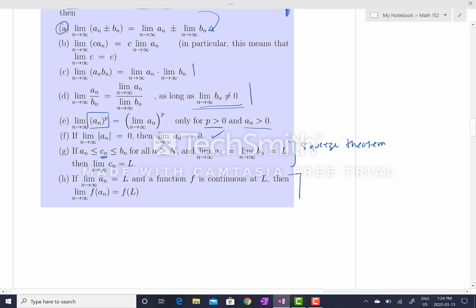We also just saw this. If our limit of our sequence is L and the function is continuous at L, then the limit of the... we didn't actually see this. This is slightly different. Sorry. So if the limit of a sequence is L and we have a function continuous at L, then the limit as n goes to infinity of that function evaluated at the values of the sequence is the function evaluated at that limit. Okay, we're going to see how to use these things in some examples.